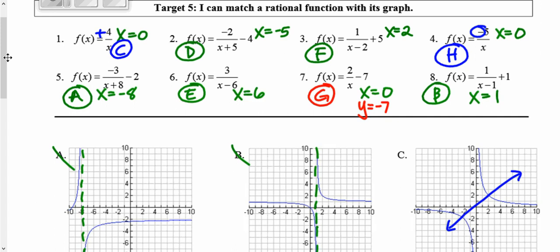So you can use lots of different characteristics of the graph in order to match them, but that was just a couple methods that I use. And that's your notes over targets 3 through 5.